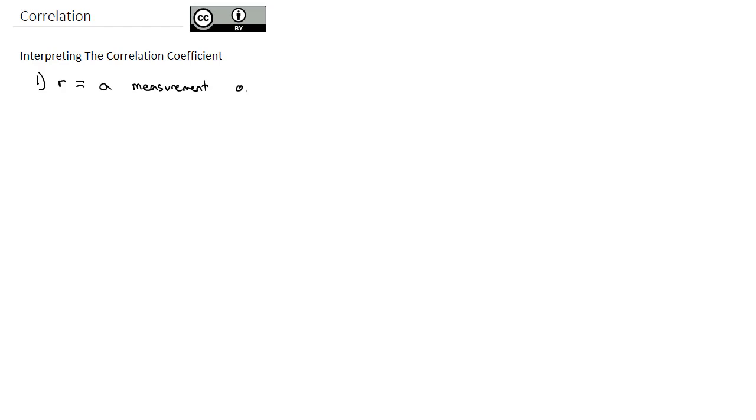of how close to a straight line the bivariate data is. Bivariate just means X and Y, bi meaning two variables.